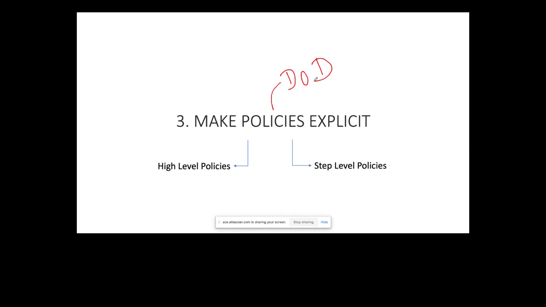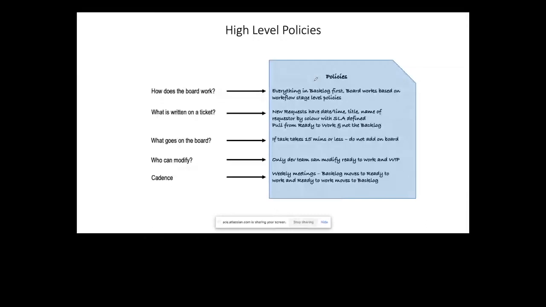So policies are similar. There are two main types of policies that we can create in Kanban: high-level policies and step-level policies. Now, what are these policies? What do we mean by high-level policies? What do we mean by step-level policies? Let's have a look at that.